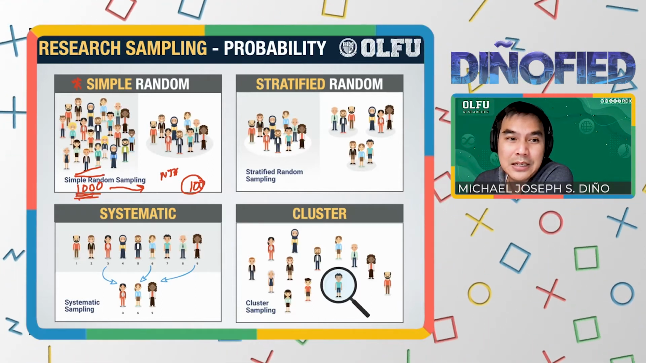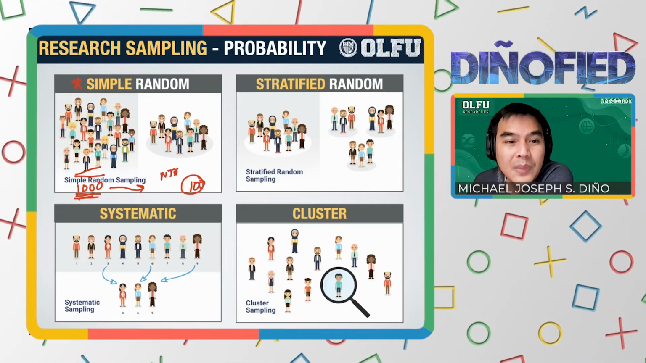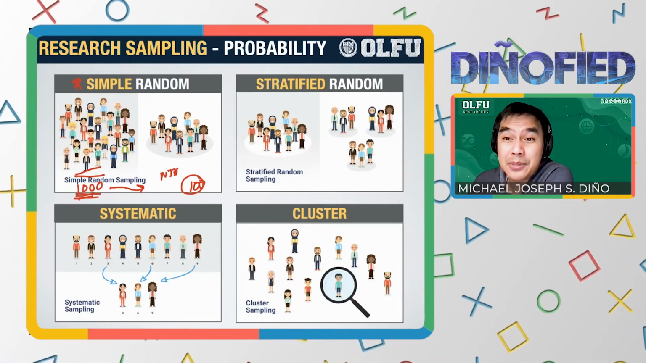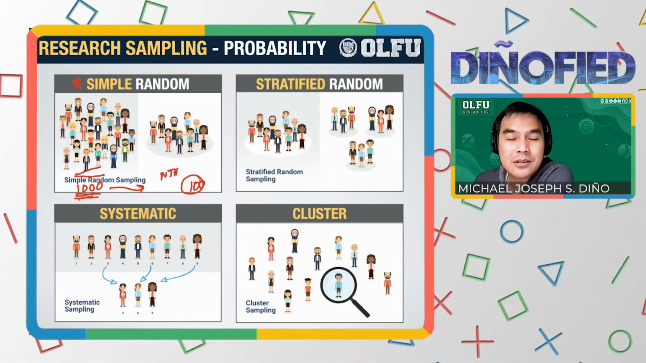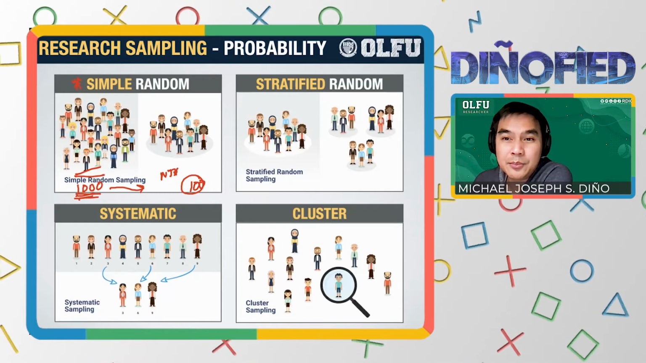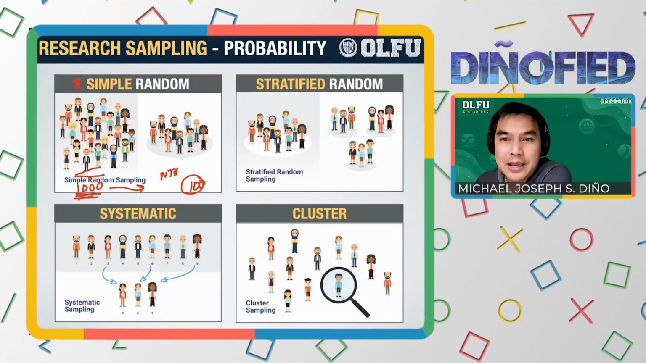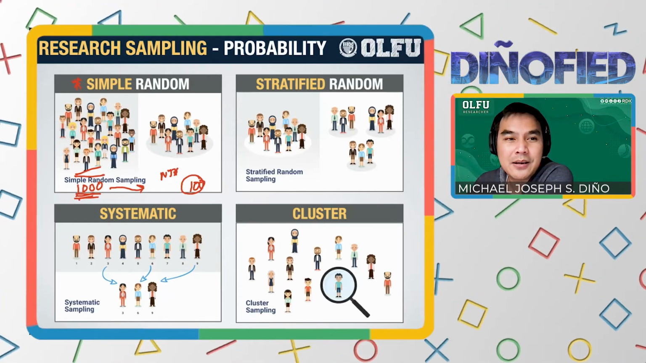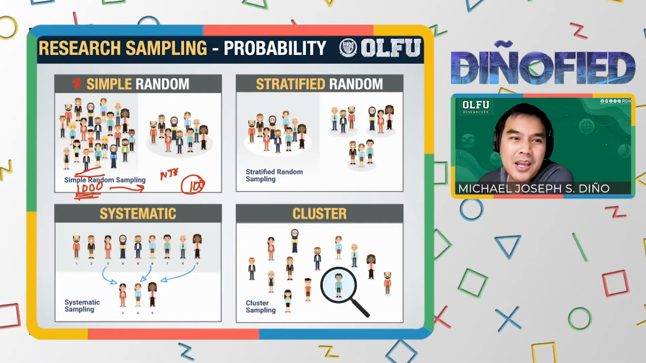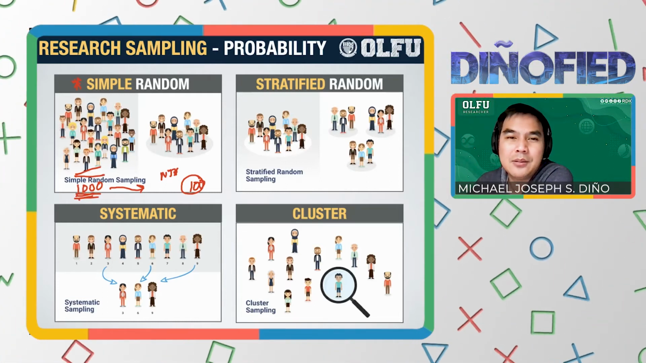So yun yung tinatawag nating simple random sampling. Okay? So that's also similar to what you call the fishbowl technique. When you say fishbowl technique, you put everything, yung names nila sa isang fishbowl, then after that you pick. Okay, so that is what we call simple random sampling.